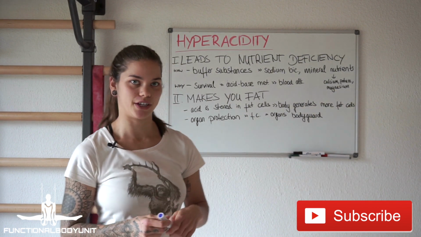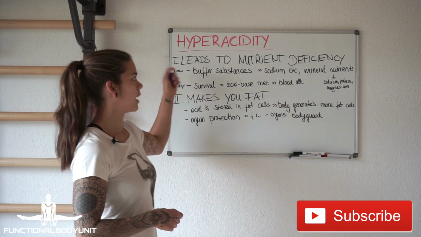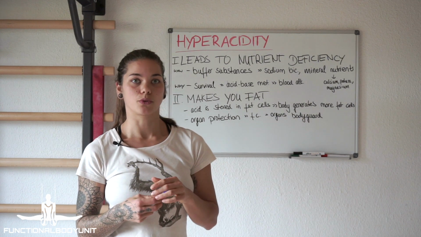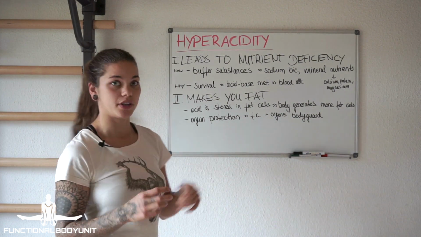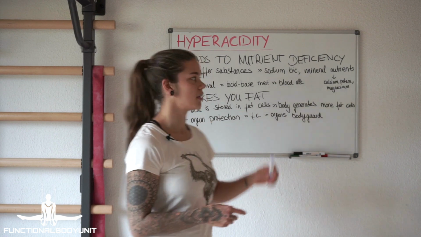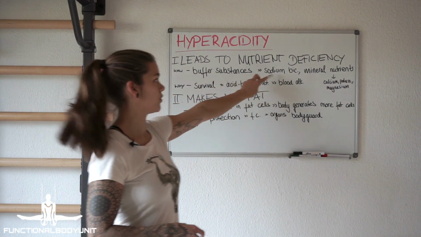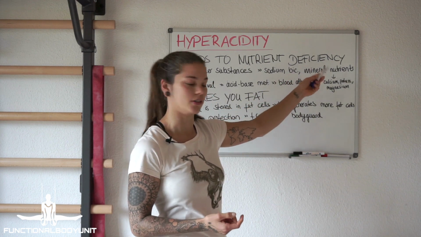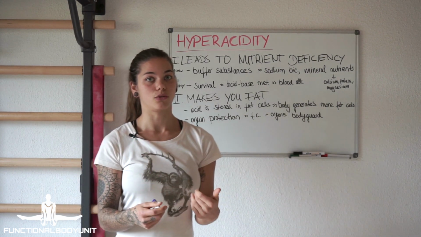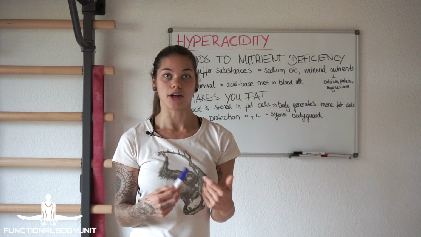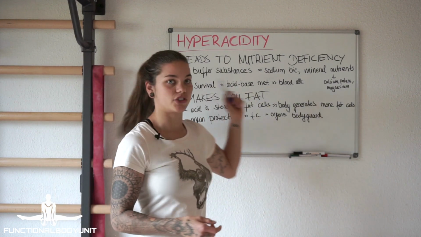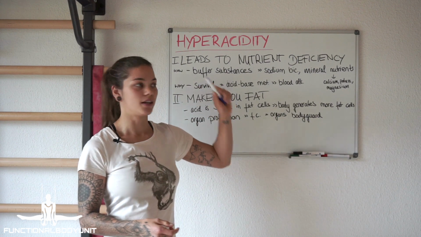Let's get to the first part of the video, which is why and how hyperacidity can lead to nutrient deficiency. Let's imagine an easy example: we eat a pepperoni pizza. The pepperoni pizza is a really acidic meal, and in order to metabolize or neutralize that meal, our body has to use buffer substances like sodium bicarbonate or mineral nutrients like calcium, potassium, and magnesium. These buffer substances are also used for vital tasks by our bodies on a daily basis. So our body has to sacrifice these buffer substances in order to metabolize this acidic meal.